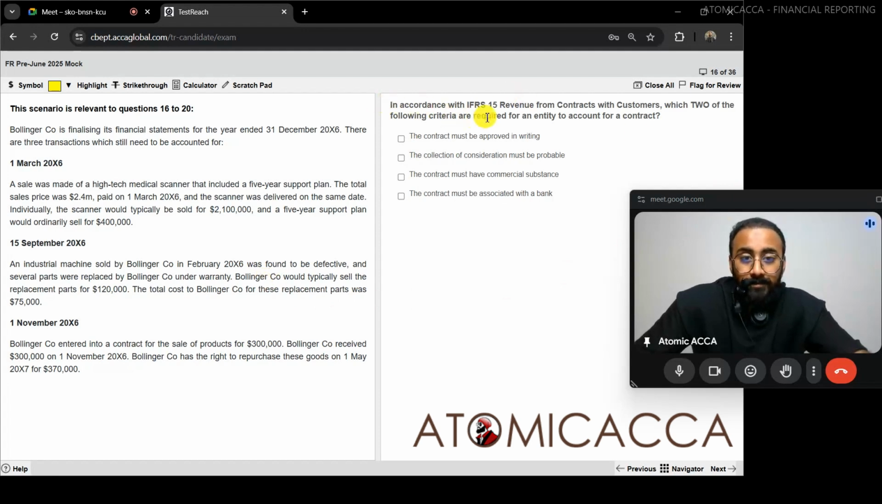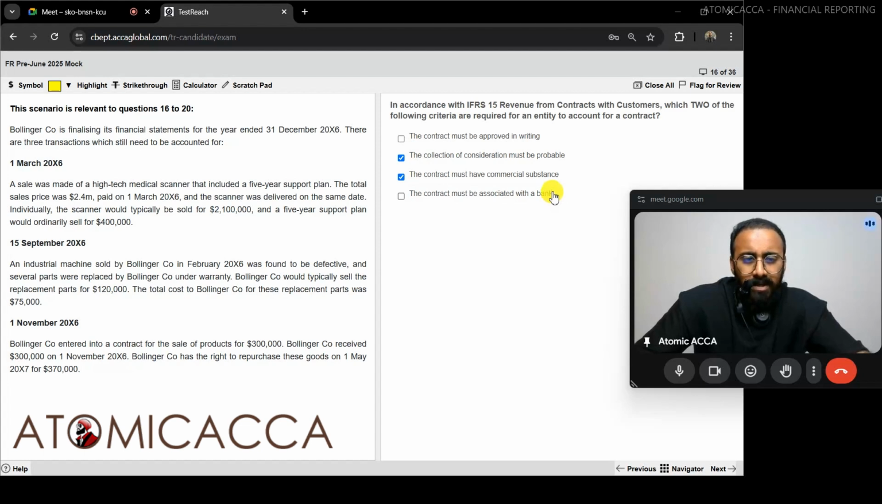In accordance with IFRS 15 revenue from contracts, which two of the following criteria are required for an entity to account for a contract? Contract must be approved in writing, not necessary. Collection of consideration must be probable. Yes, only if you can get the money, you have to record a revenue. Good. Contract must have a commercial substance. Yes, correct. Contract must be associated with the bank. Not necessary. You can have cash transactions and you can have transactions in non-cash manners as well, where nothing related to currency is there.